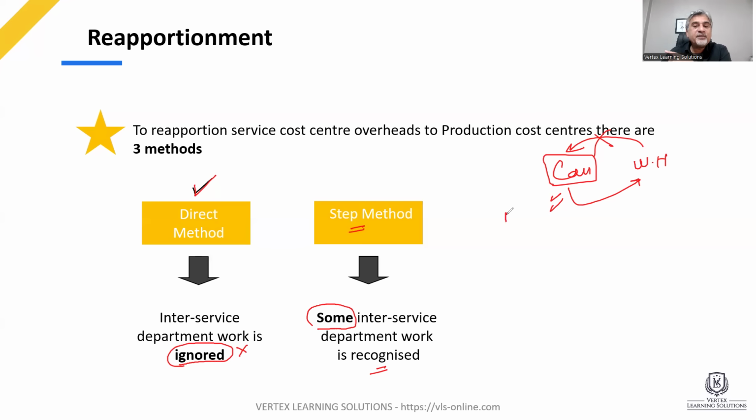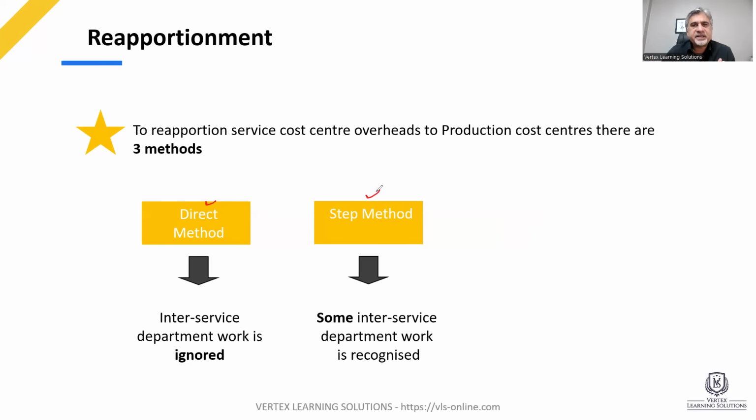You remember the third one, which I said that I'm not going to discuss as part of this session, reciprocal method. In reciprocal, actually both provide service to each other. So in reciprocal method, we assume that canteen serves warehouse, warehouse in return serves the canteen. So they both serve each other. We are not going to discuss that. Our only concern is direct method and step method. In direct method, they don't serve each other. In step method, one department serves and the other one does not.